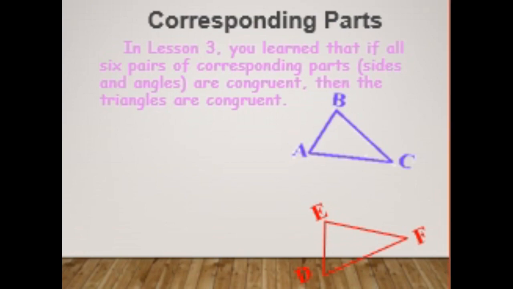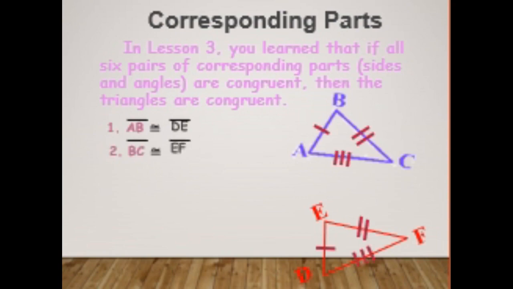So let's have an example. I have here triangle ABC and triangle DEF. Now, let's name the corresponding sides. Okay, so we have side AB is congruent to side DE. Another, we have side BC is congruent to side EF. Last, side AC is congruent to side DF.